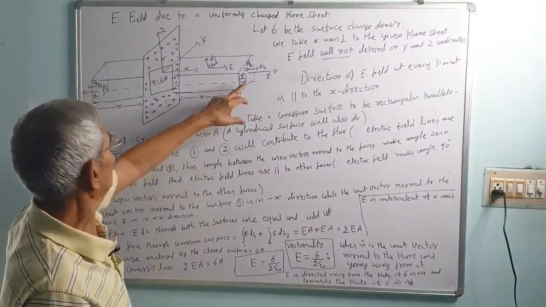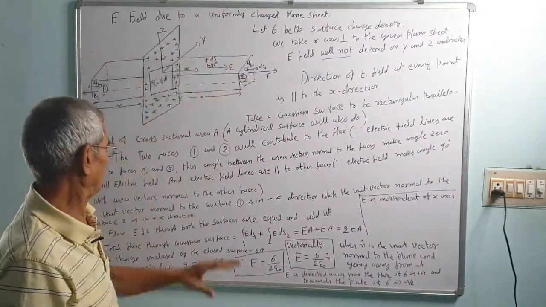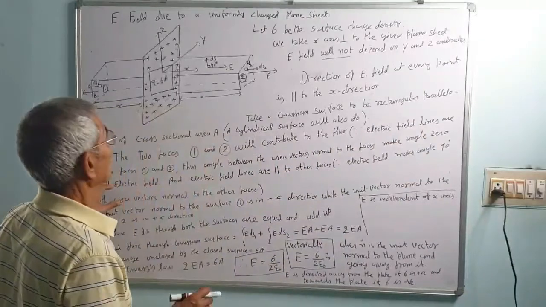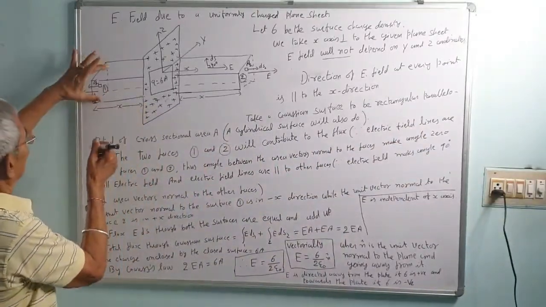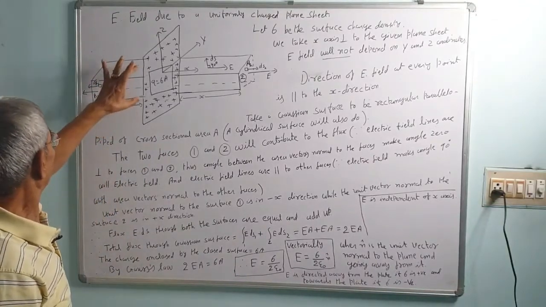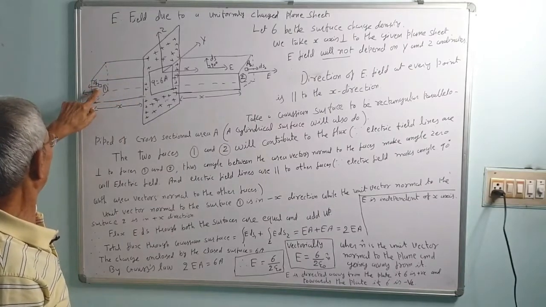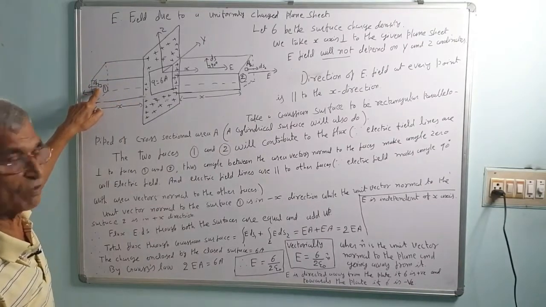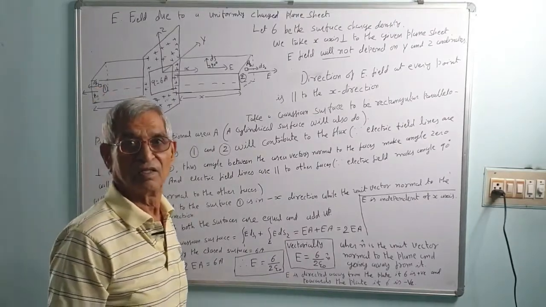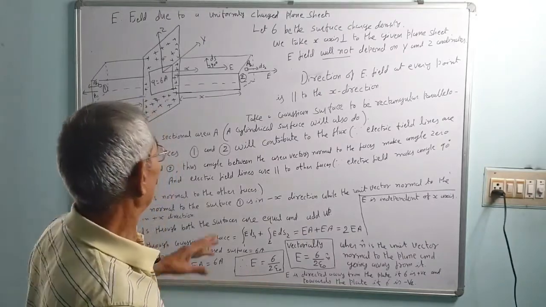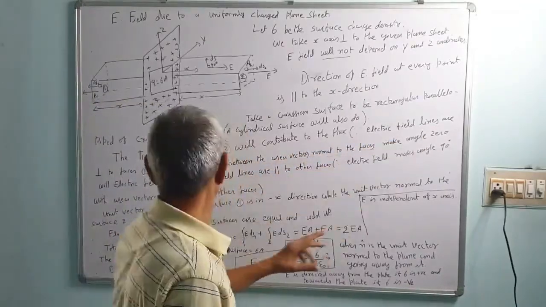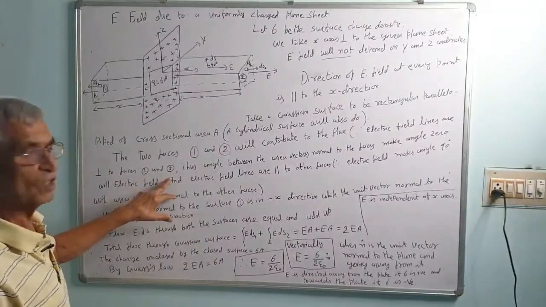The two faces 1 and 2, this face and this face, will contribute to the flux because electric field lines are perpendicular to the face and parallel to the area vector dS. Remember, it is not perpendicular to the area vector. The area vector is always taken normal to the face or surface. So be careful: the two faces 1 and 2 will contribute to the flux because electric field lines are perpendicular to faces 1 and 2.